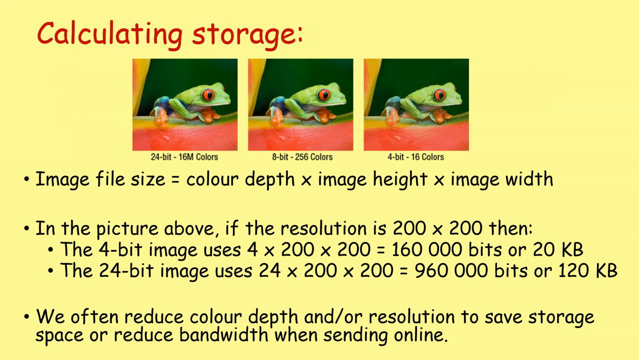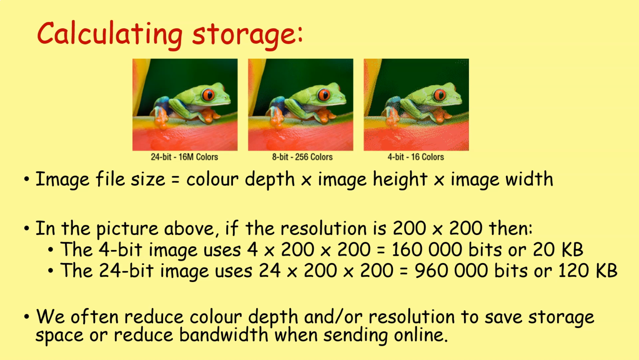So let's just have a bit of a refresher on calculating storage for images. Remember, image size is your color depth times the image height times the image width. The last two, of course, in pixels. So if you look at those tree frog images, if the resolution is 200 by 200, then the 4-bit image on the right would use 4 times 200 times 200 equals 160,000 bits. If we then divide that by 8 to convert to bytes, then divide it by 1,000 to convert to kilobytes, we get 20 kilobytes in total.